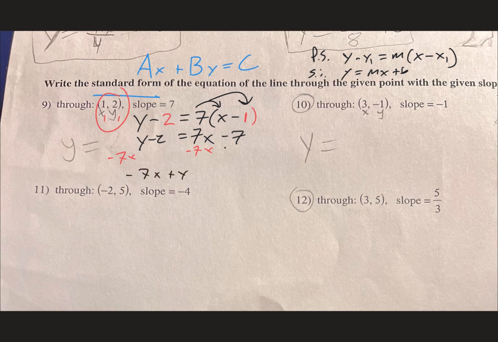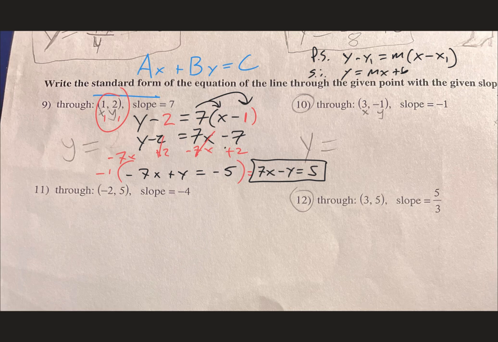I'm also going to add 2 to both sides. That way these cancel out, these cancel out. So what would I have? I'd have negative 7x plus y equals negative 7 plus 2 makes a negative 5. Now remember, I said these could be negative, but this one has to be positive. Okay? So to do that, now I'm going to multiply everything by negative 1. And I'm running out of space, but that would mean that this would become positive 7x minus y equals positive 5. And now it's in standard form.